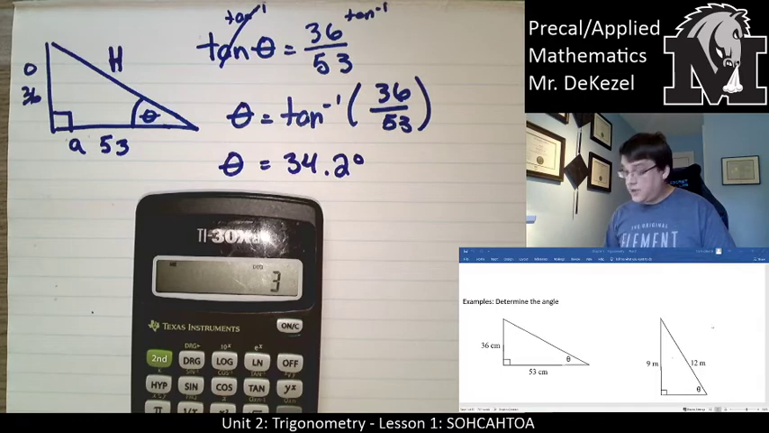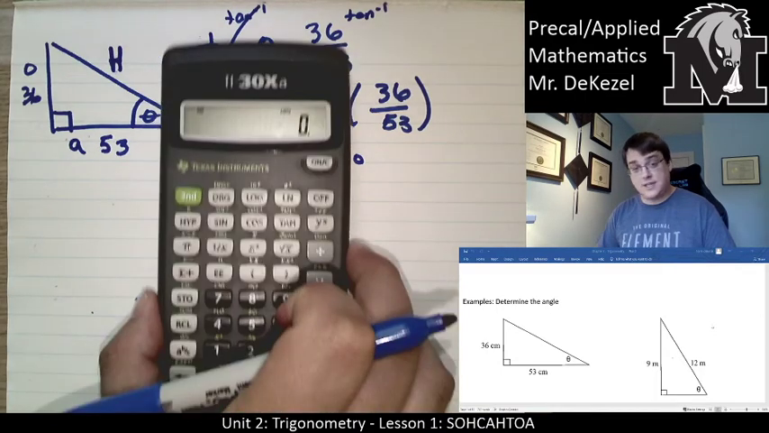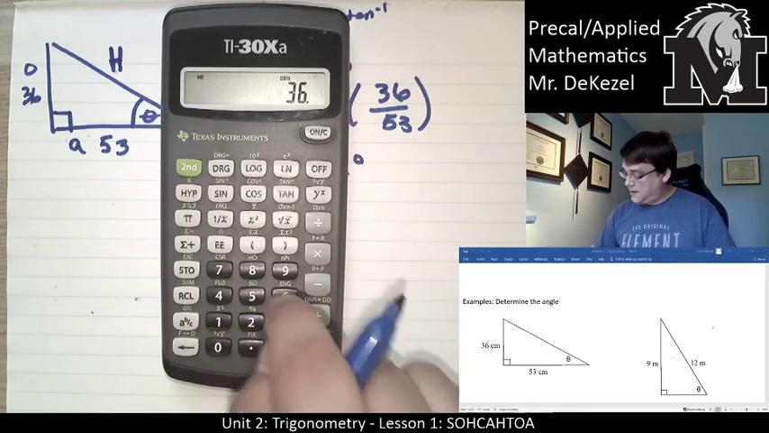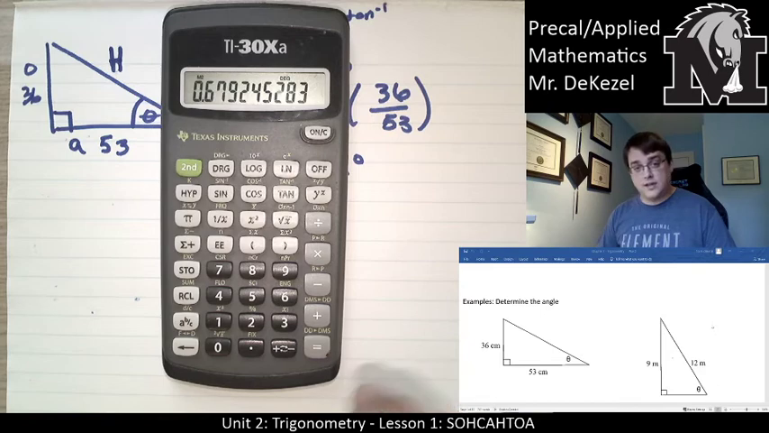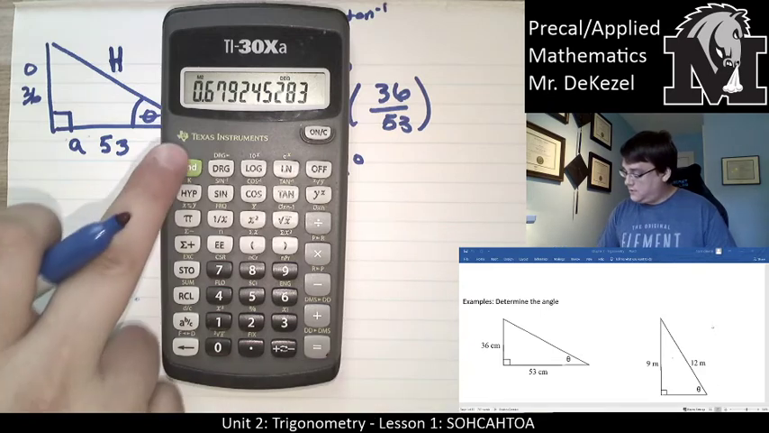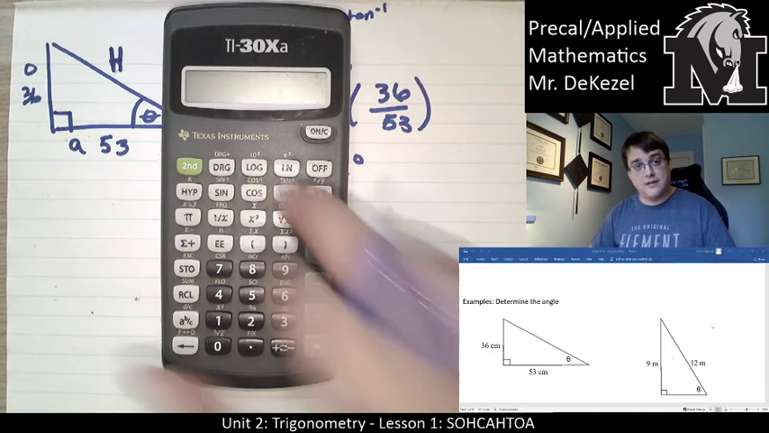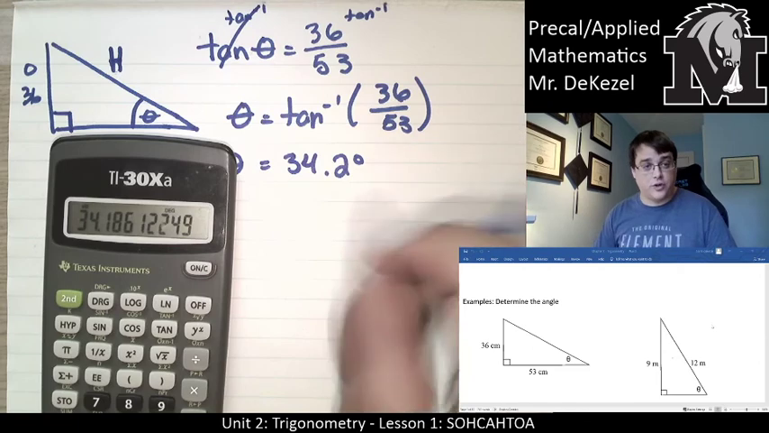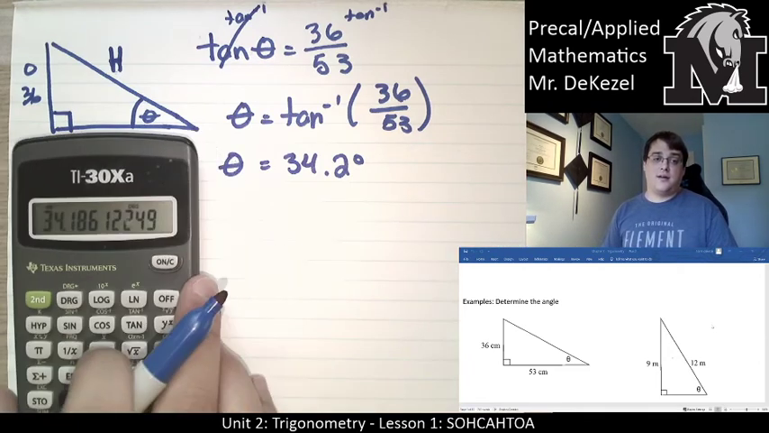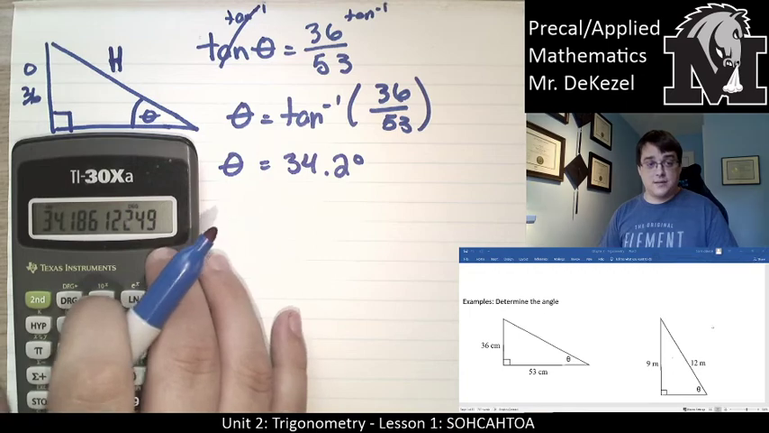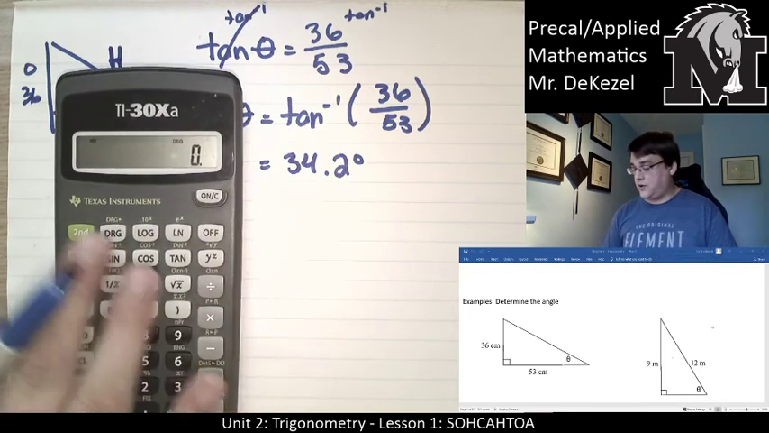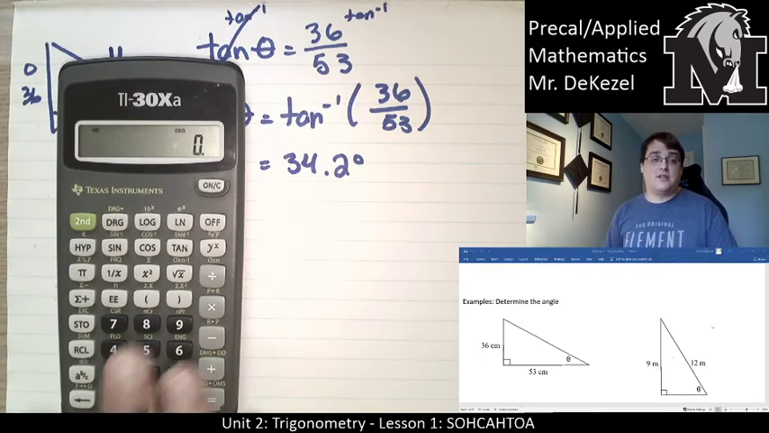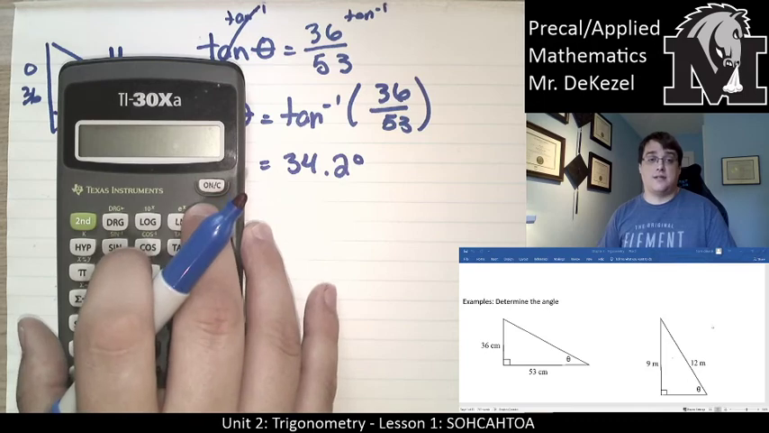I'll punch this into my calculator here to try to show you. If we go 36 divided by 53 and hit equals, that'll get us a number. We are then going to second function and tan inverse that to get 34.1 or 34.2 when I rounded from the 8. So it is just that simple. Some calculators may require you to go second function, tan inverse, and then punch in the values. That is not how this one works, but sometimes it is opposite.